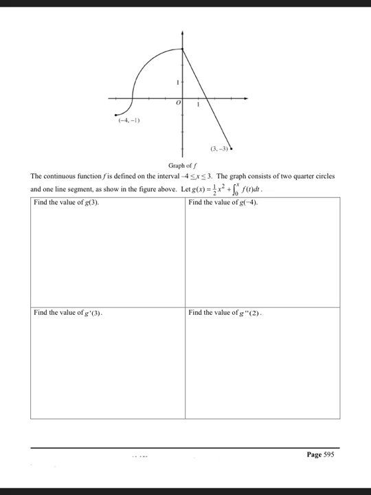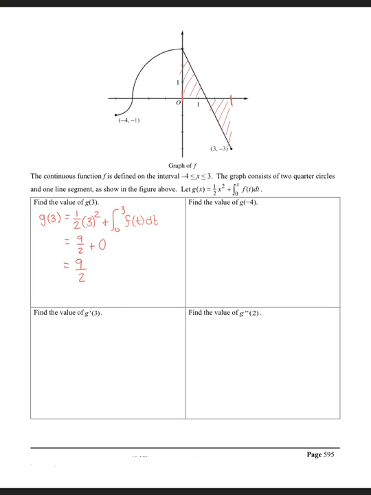So g of 3, we are just going to plug in 3 for x. So 3 squared is 9. So I get 9 over 2 plus the integral from 0 to 3. So we're looking from here to here. If you notice, this is an odd function on this interval. This area is going to cancel out this area. So it's actually 0. So my answer is just 9/2.